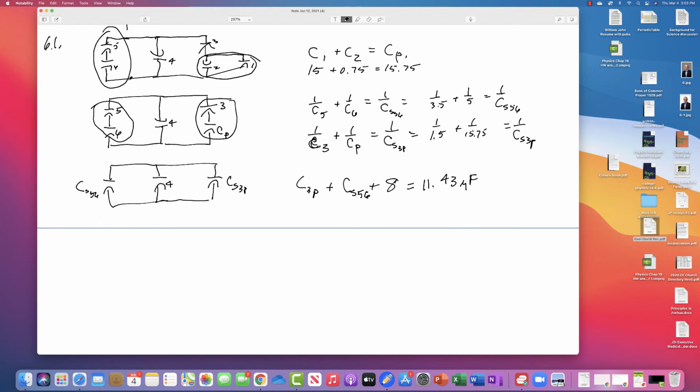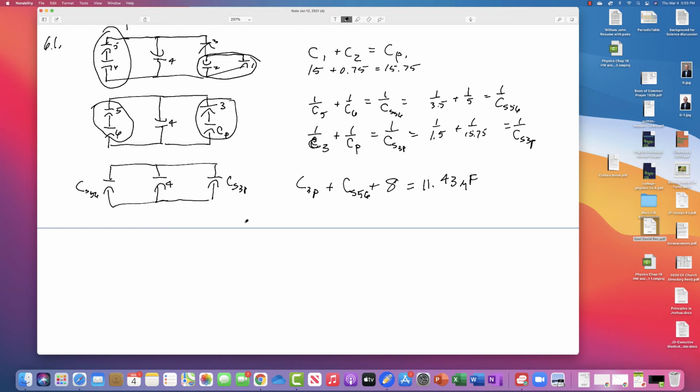So if you do this one step at a time and redraw as you go along, it helps you keep track of everything as you go along. Hopefully that'll make it easier. We have 2 problems left.